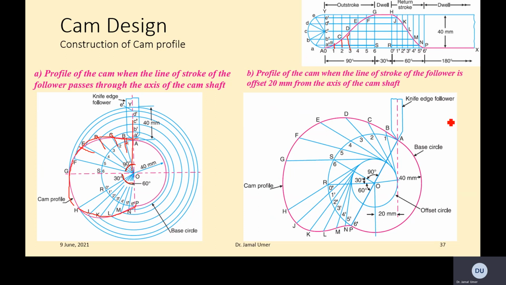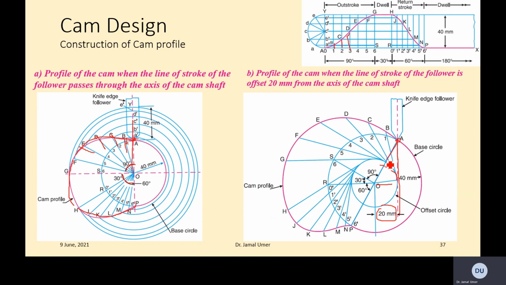So this was a simple one. When you have an offset, you need to be very careful. You need to plot another circle here of the offset distance. This is 20 mm, and the knife edge follower has to pass through 20 mm, so it just touches this axis over here. Then you locate point A. Point A is basically the reference point.